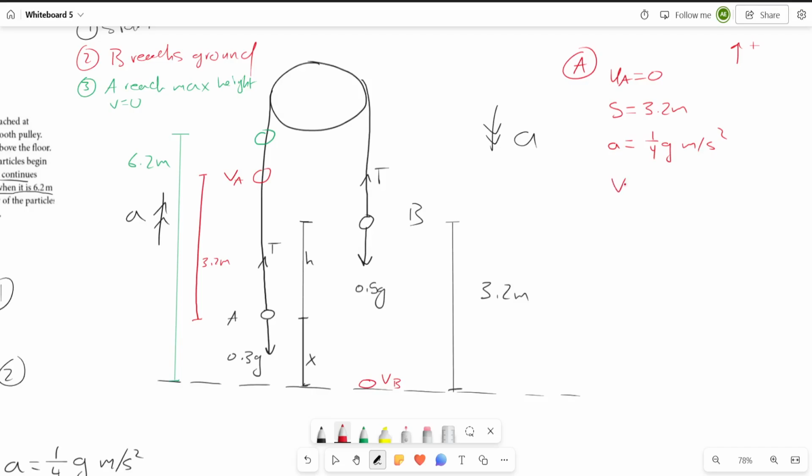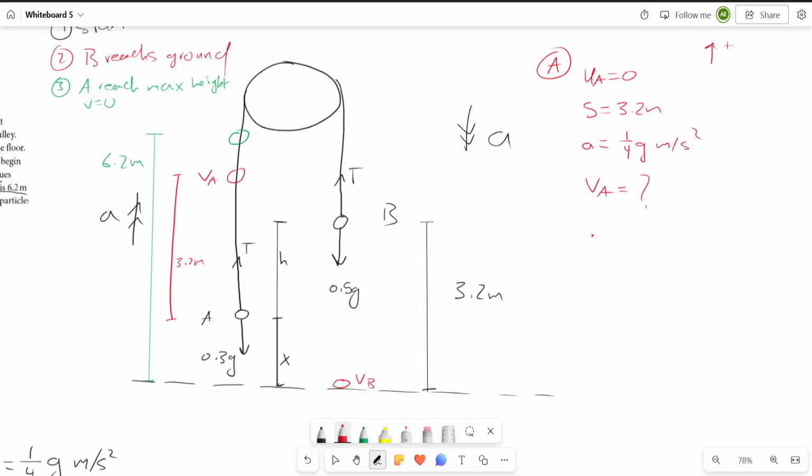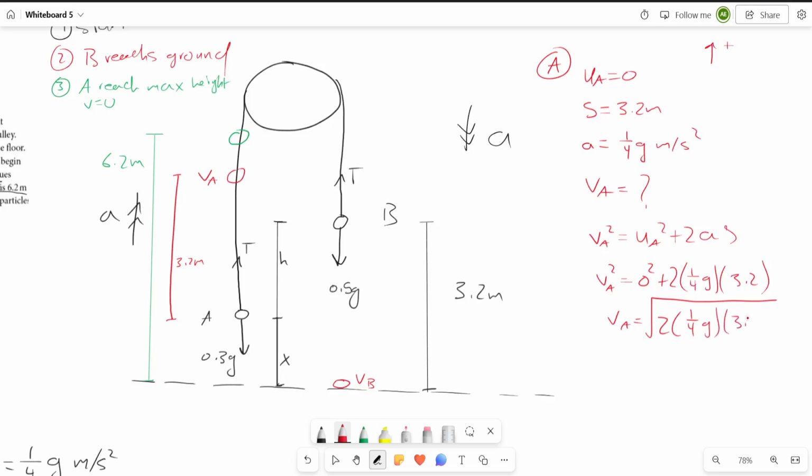And what do I want? I want my VA, so I want my velocity at this point. I didn't mention the time, so I'm going to use the equation that doesn't have time, which is VA squared equals UA squared plus 2AS. So VA squared equals 0 squared plus 2 times acceleration, which is 1 over 4 g, times my S, which is 3.2. Solving, VA is going to equal the square root of 2 times 1 over 4 g times 3.2.